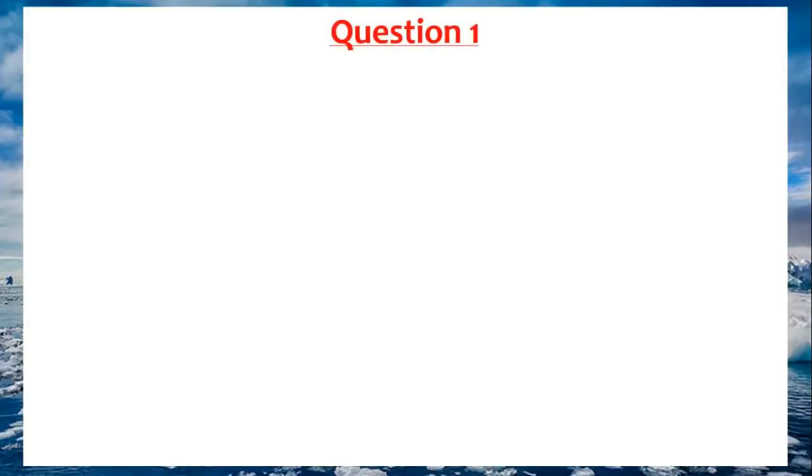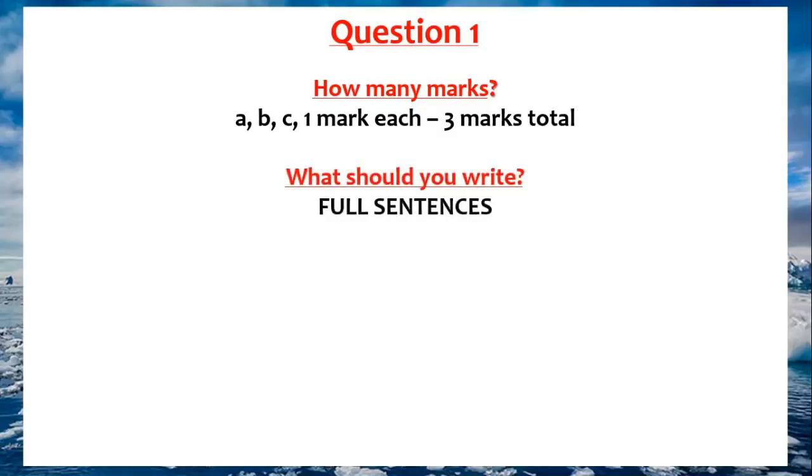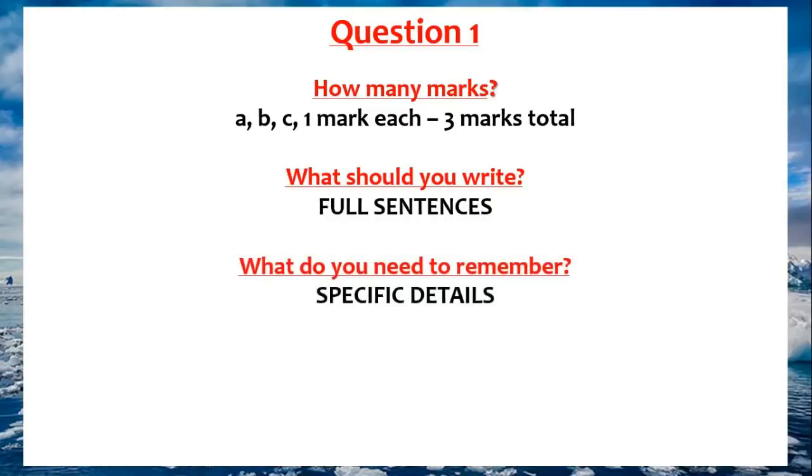So question 1, the main things you've got to remember about question 1 are, it's 3 marks, so you'll get 3 questions, A, B and C worth 1 mark each. What do you need to write? So you need to write in full sentences. What do you need to remember? Specific details. So this is an information retrieval question, meaning they will ask you to find something and you've got to find it in the text.